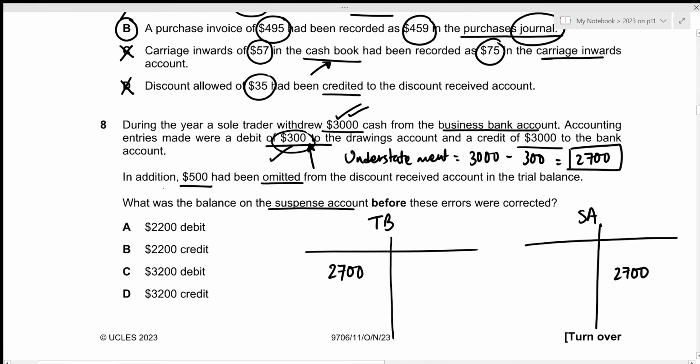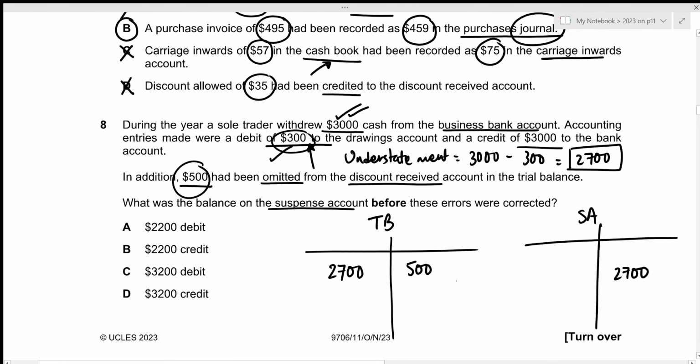Okay, now for our second error, 500 had been omitted from the discount received account in the trial balance. So again, it's the same case. Discounts received is understated by 500, and discounts received is our income. So all of our incomes will be recorded on the credit side within our trial balance. So we just have to enter 500 on the credit side.